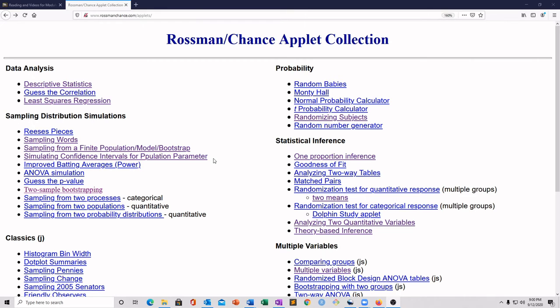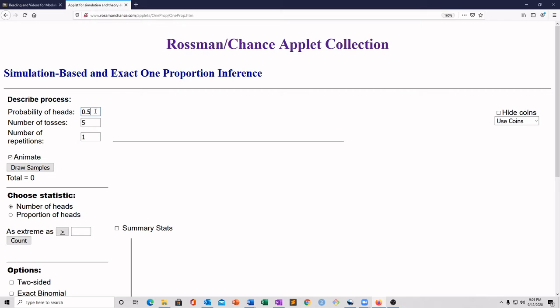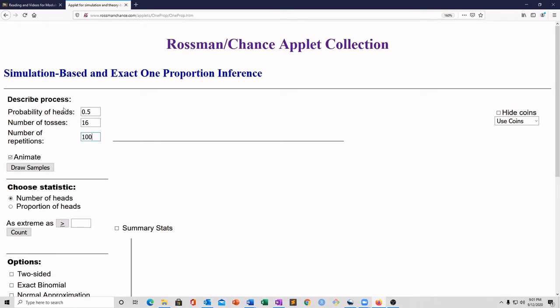So I'm on the Rossmann-Chance applet collection now, and all we have to do is go to the one proportion inference. We just do what we have been doing, right? We create our chance model. So for Buzz and Doris, it was 0.5, 16, and we can do 1,000.